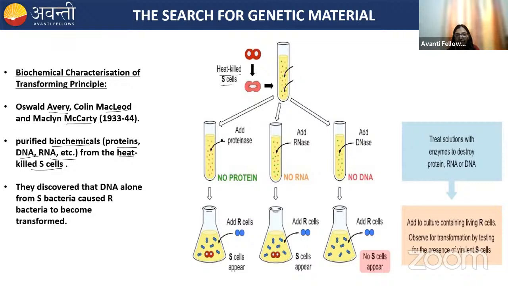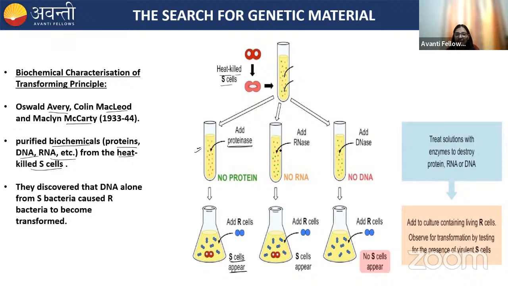protein, and RNA. First, they treated the solution in the test tube with the proteinase enzyme. So proteinase will act on the protein and degrade all the protein. When they poured the solution into the culture containing the R strain, they observed that the S cells appear. That means the R strain is converting, or transforming, into the S strain.